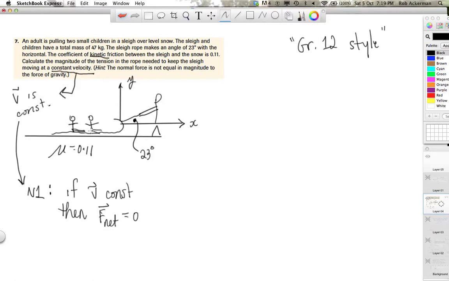Now, since we're going to be analyzing forces, we have to draw a free body diagram. So I'm going to put that in over here. I'm going to put in my directions one more time. Oops, missed.